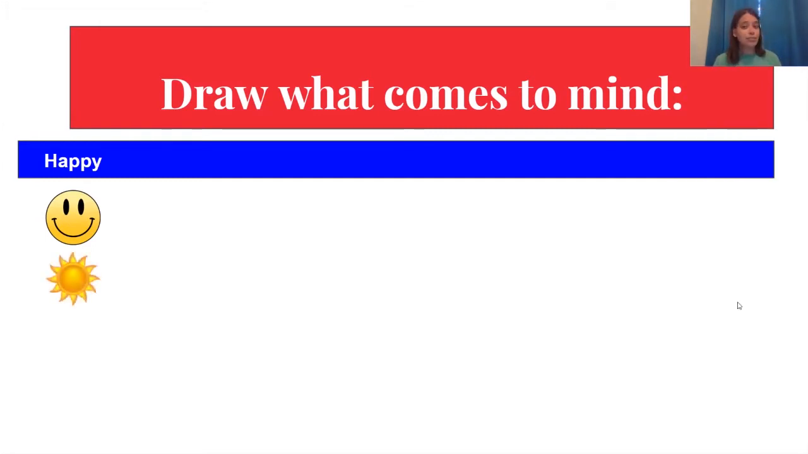I have a sun because I think happiness is when I'm outside in the sun. I like the sun. I like it when it's warm. I like to go outside and feel the warmth and hang out in the sun. That's what makes me happy.